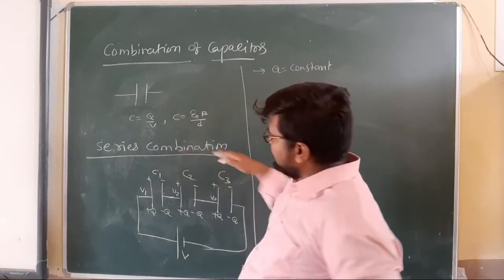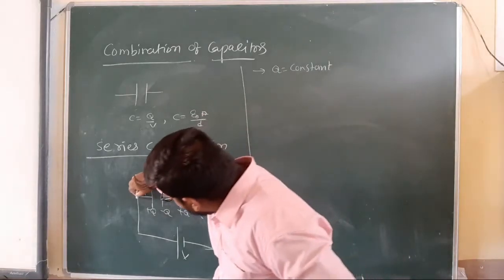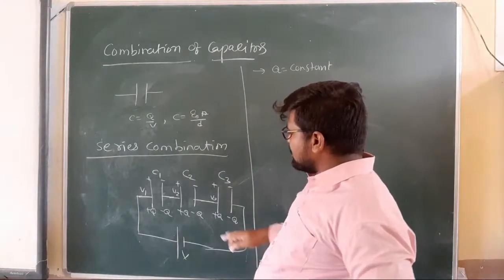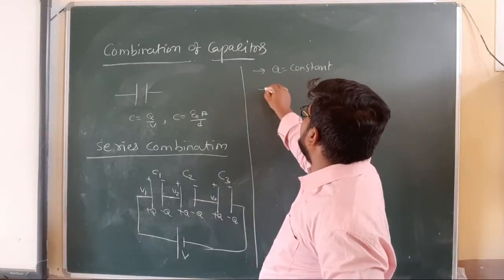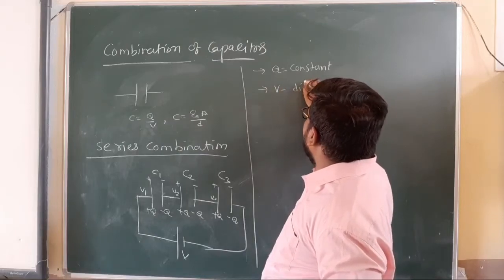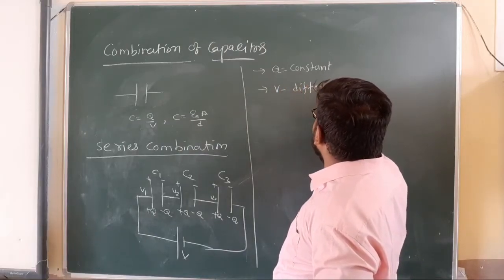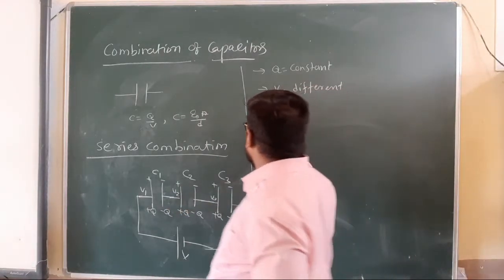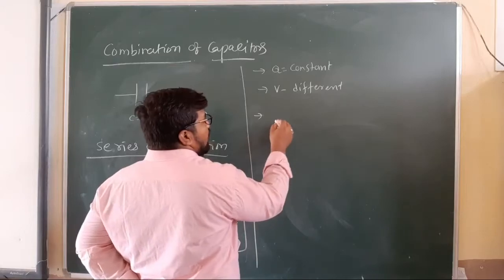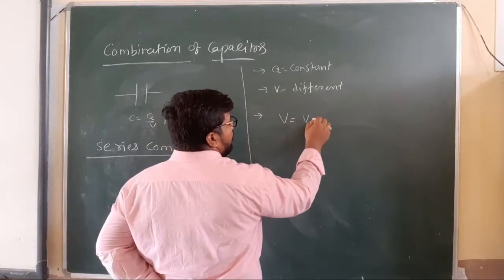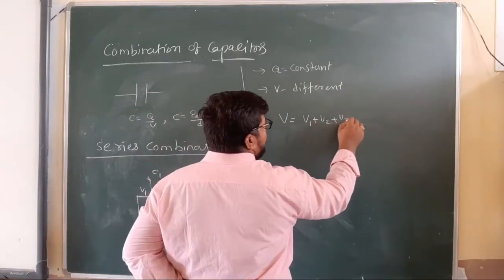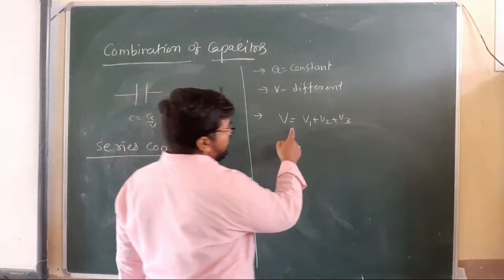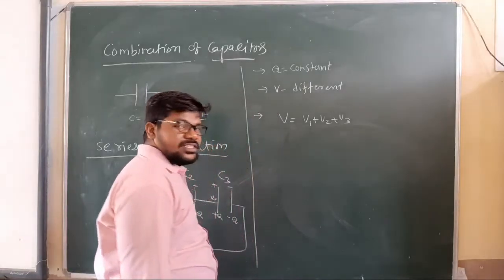So in series combination, Q is constant, but the potential is different for different capacitors. In this case, we need to find the total potential. V is equal to V1 plus V2 plus V3. The sum of the potentials in the series combination is V is equal to V1 plus V2 plus V3.